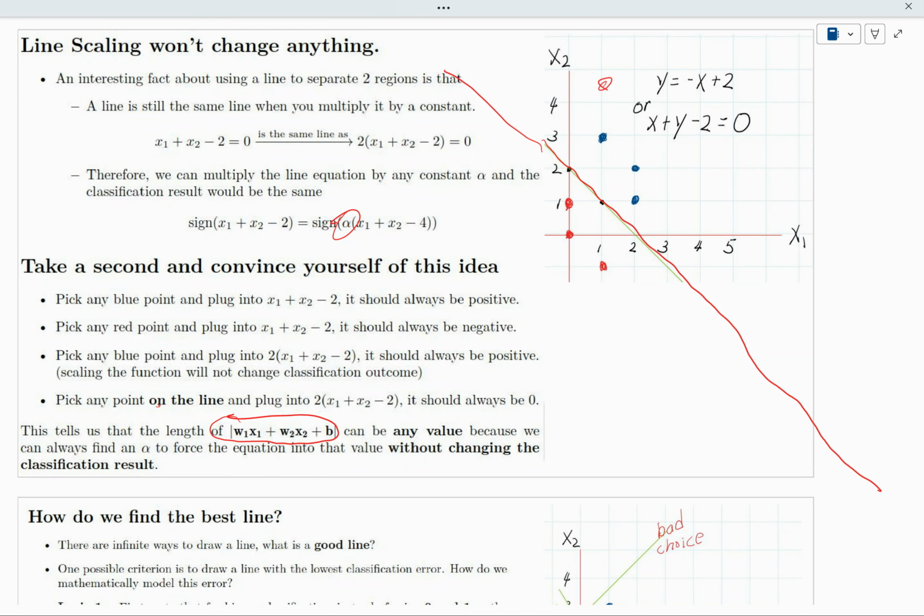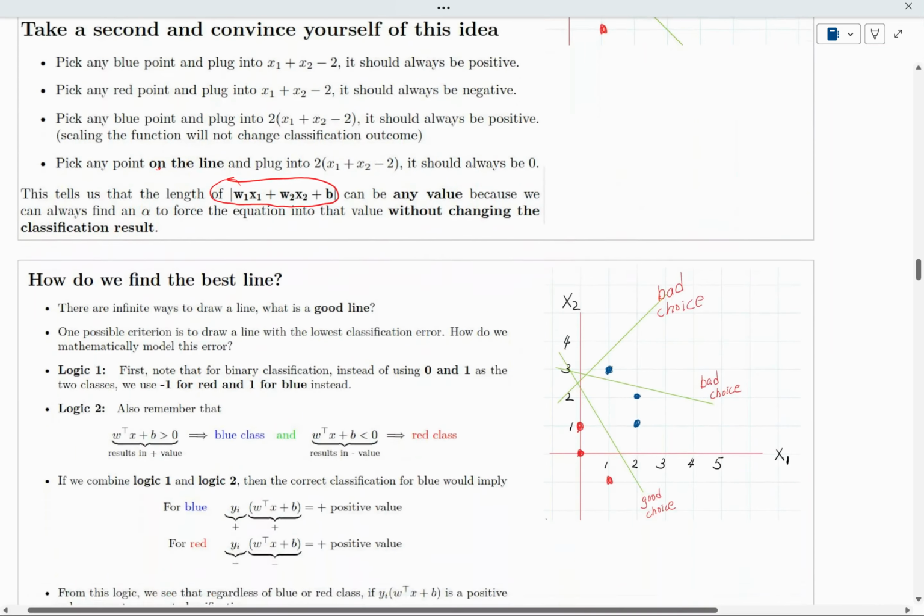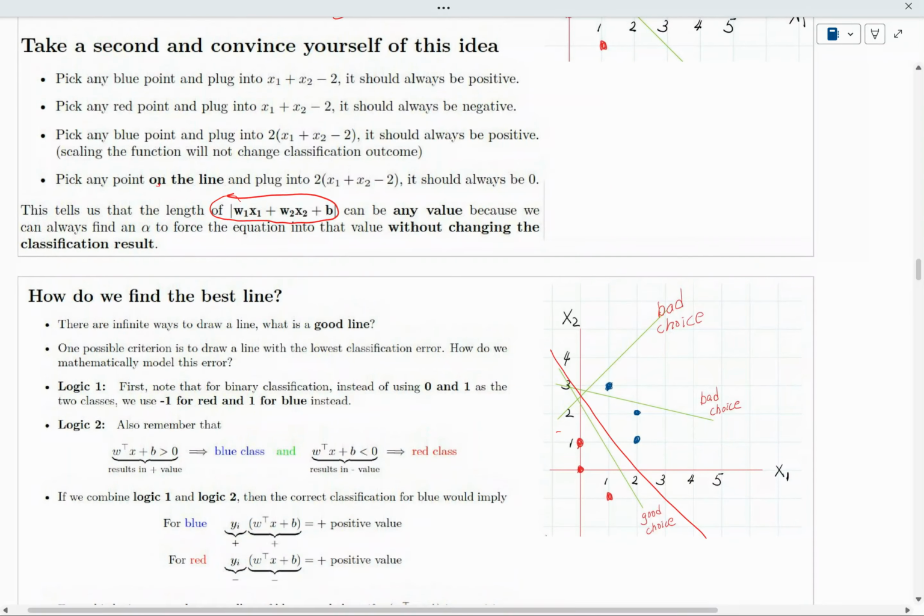Okay, so the idea is pretty simple. We want to find a line that separates the two groups, right? Group one, group two. However, there are infinite possible choices of a line. This is a line, that's a line, that's a line. So you can pick any line, and some of the lines will give you a good choice, and some will give you a bad one. So these two are bad choices. If you try to separate the two groups this way, that's not a good idea. And this is a much better idea because then you are separating the two groups well.